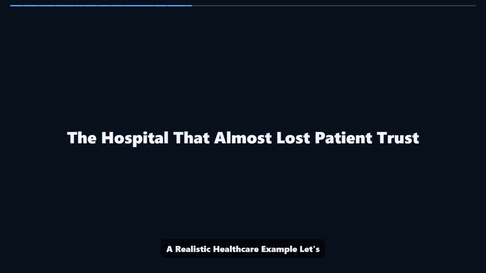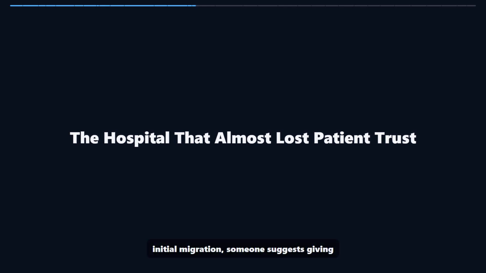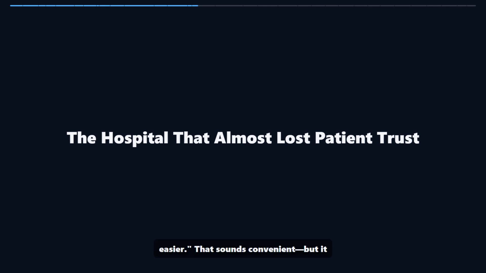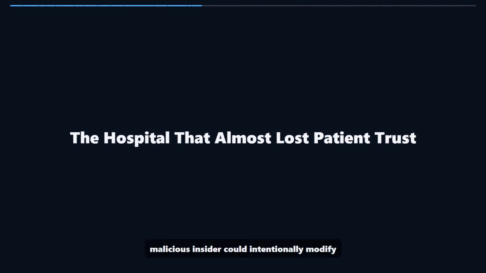A realistic healthcare example. Let's look at a realistic example. Imagine a hospital digitizing thousands of patient records. During the initial migration, someone suggests giving data entry staff permission to edit every medical record because it's easier. That sounds convenient, but it also creates unnecessary risk. A simple typing mistake could overwrite important medical information, and a malicious insider could intentionally modify patient records.